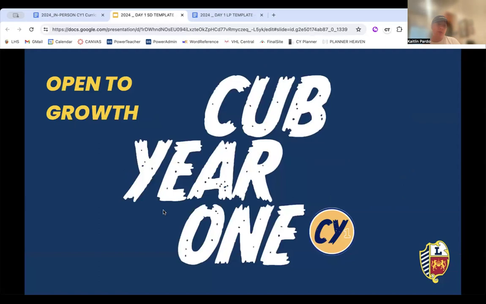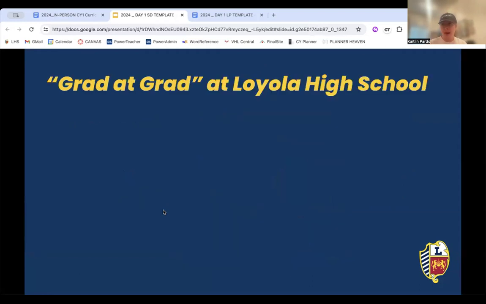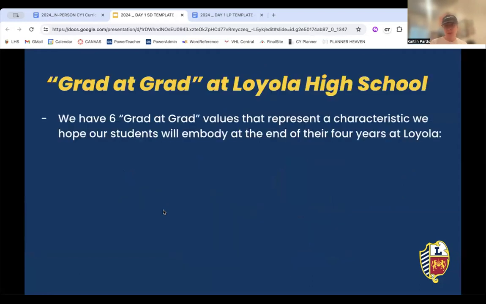Then talk about the fact that today's theme is open to growth. Does anybody know why open to growth matters in your Cub Year 1? Maybe ask that question. If you're not getting any answers, totally fine. They're new. So I'd say open to growth is actually really important to Loyola because it's one of our grad at grad values. That's what we expect a graduate to be at graduation. It's a characteristic that we hope for our students.